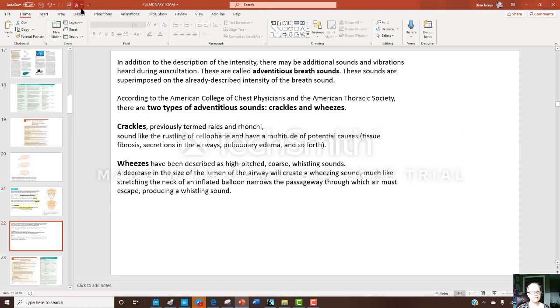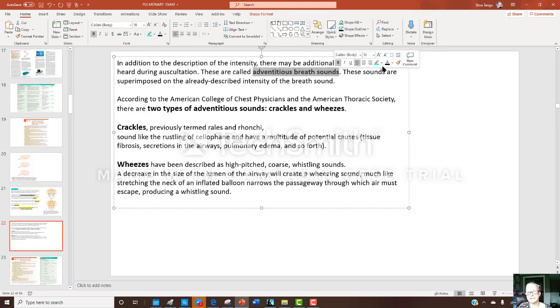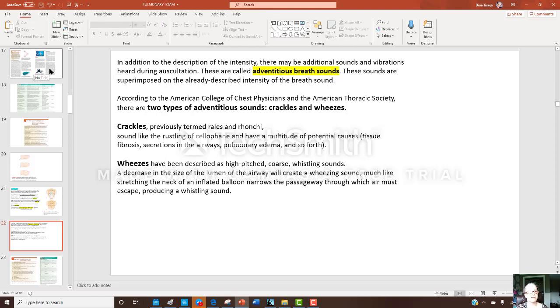In addition to the description of the intensity, there may be additional sounds and vibrations heard during auscultation. These are called adventitious breath sounds. These sounds are superimposed on the already described intensity of the breath sound. According to the American College of Chest Physicians and the American Thoracic Society, there are two types of adventitious sounds, which are crackles and wheezes.